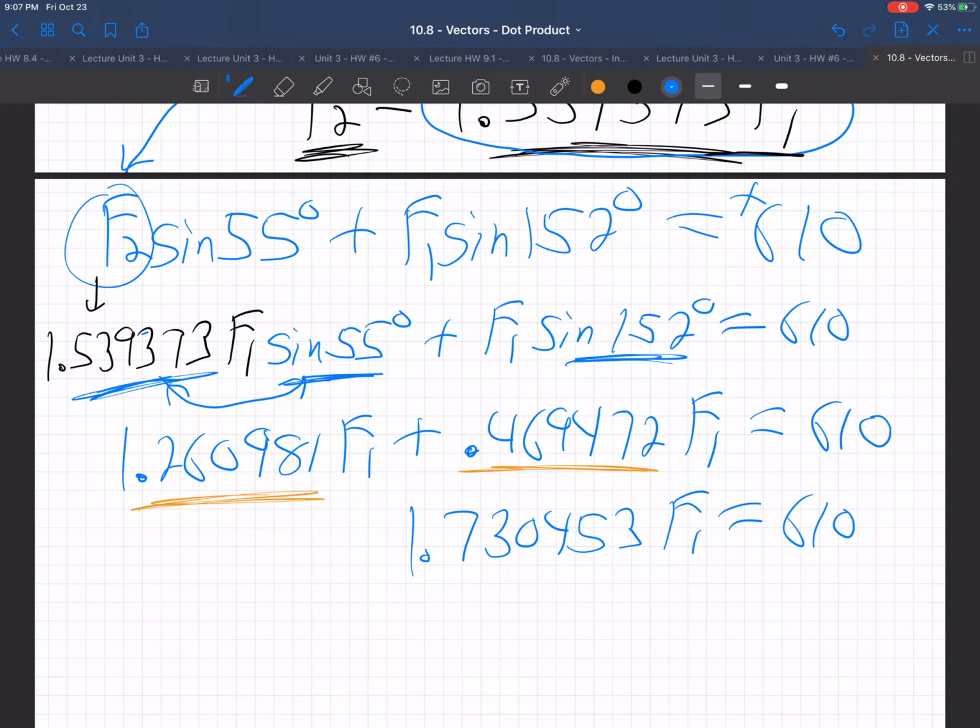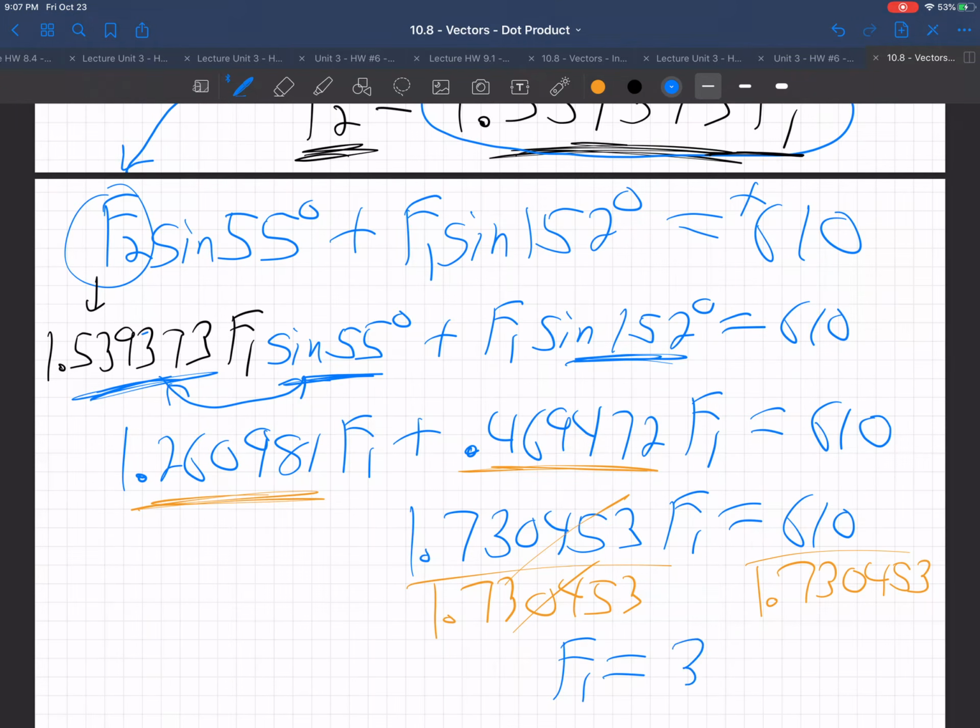F1 is 610. We've almost got F1. Divide by 1.730453. 1.730453. Boom, boom. F1 equals, I use the answer button a lot on my calculator. It helps speed things up. 352.508941. We got F1. We've got force 1. The tension in rope 1.